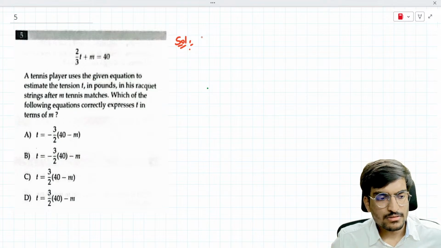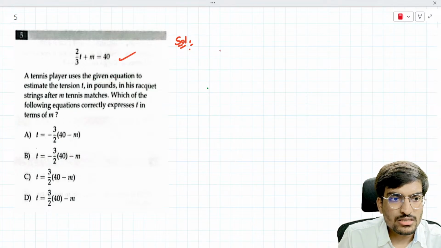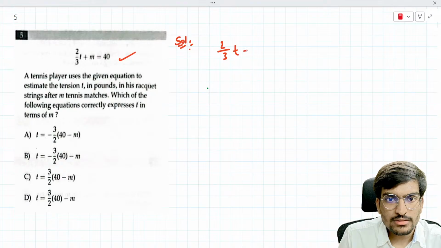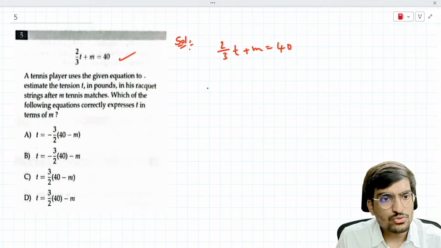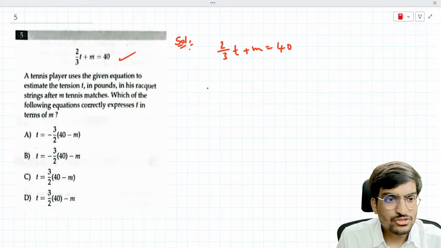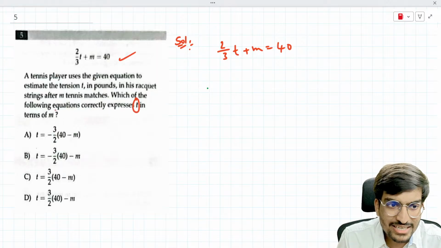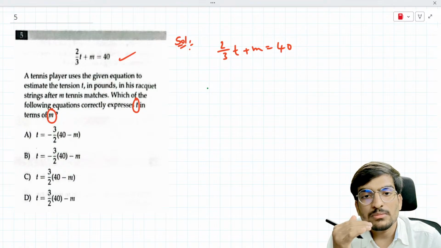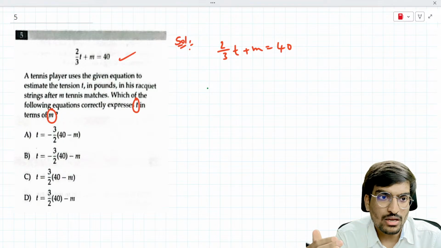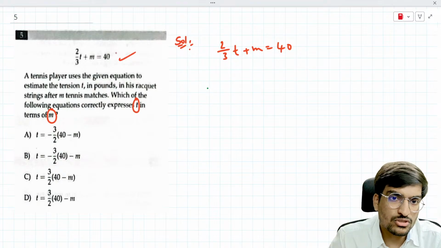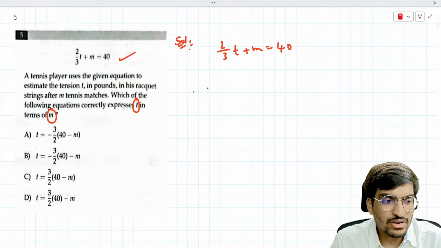So the given equation is this: 2 by 3 t plus m equals 40, and a tennis player uses the given equation to estimate the tension t in pounds in his racket strings after m tennis matches. Which of the following equations correctly expresses t in terms of m? There are multiple questions here to express in a certain way. Many questions we are going to do based on that. So just have a guess what will be the answer.